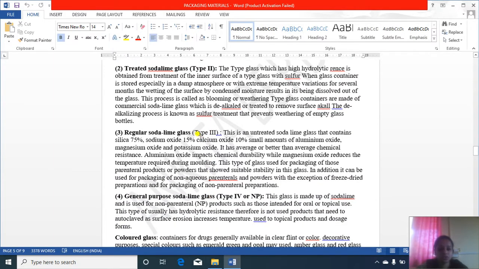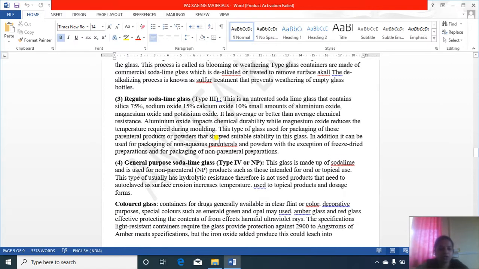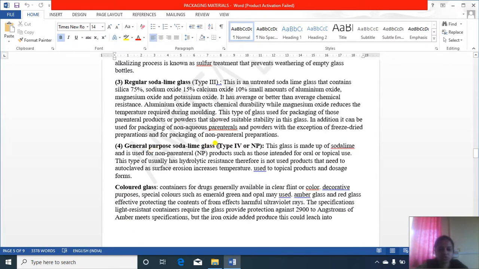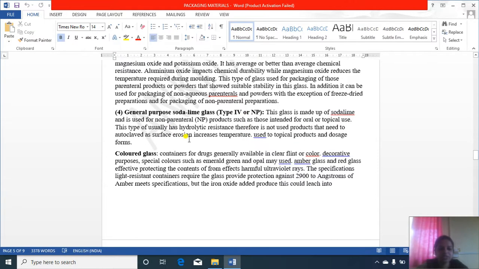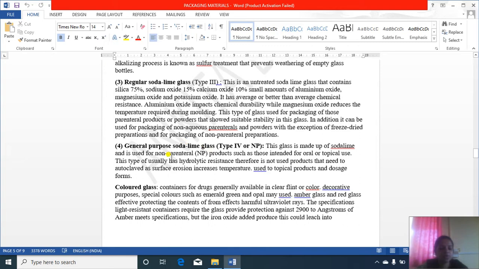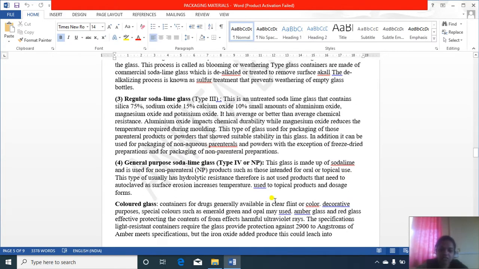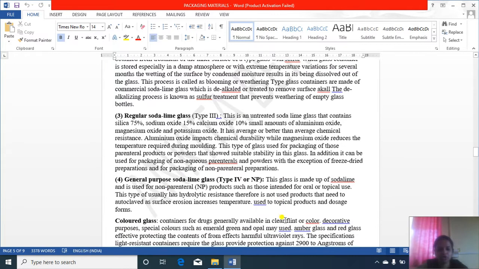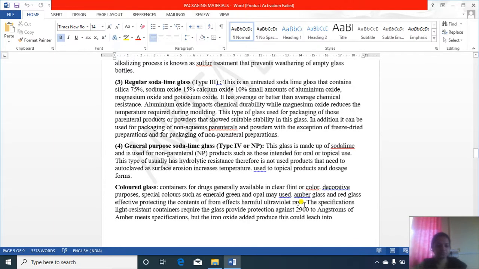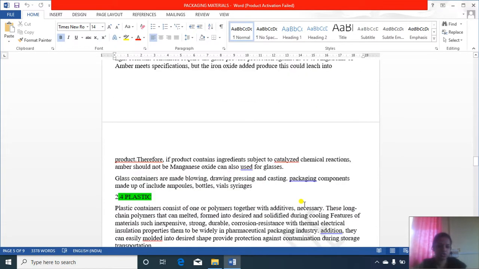Then regular soda lime glass is there, then general purpose soda lime glass type 4 or NP, where NP stands for non-parenteral, and colored glasses. So these uses are also important. General purpose soda lime glass is mainly used for topical products and different dosage forms. Topical products mean mainly creams, so for those creams, this is mainly used. Then colored glasses are also there.